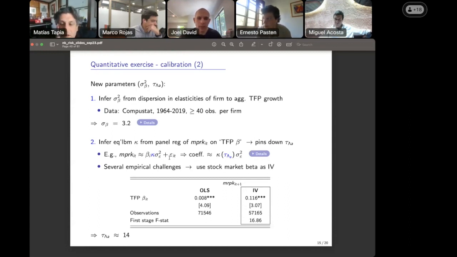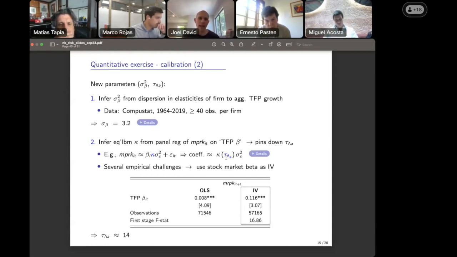All right. So what am I doing here? Basically I'm going to back out kappa from regressions of marginal products of capital on betas. The coefficient from that regression is going to be something like kappa times sigma squared epsilon. This is just an approximation, but we do the exact thing in the paper. Once I know kappa, which is a function of tau lambda A, I'm going to invert this function and get tau lambda A. So I'm really getting tau lambda A by looking at the relationship between marginal products of capital and betas.